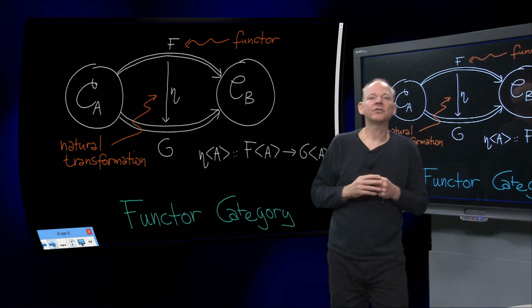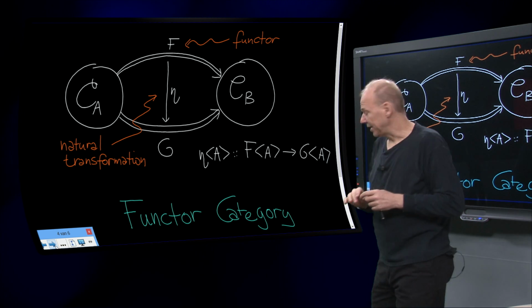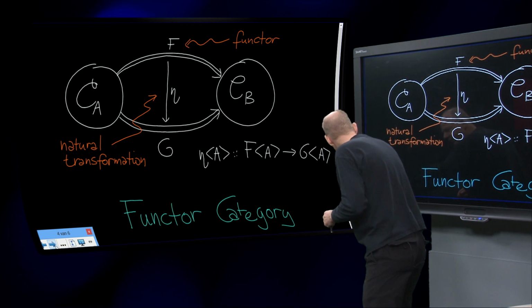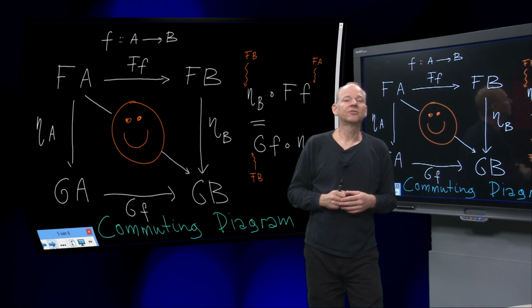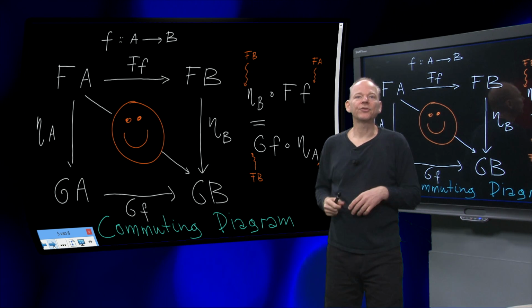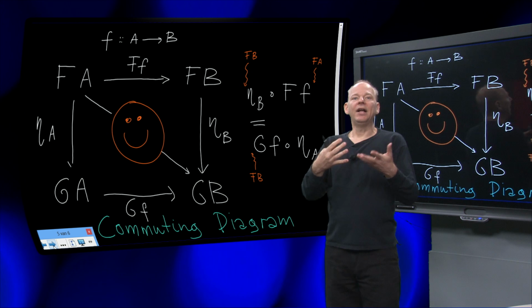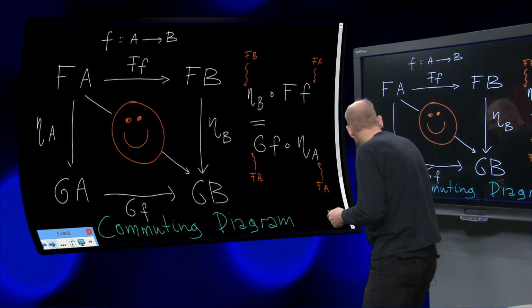Again, the morphisms in a functor category, these natural transformations, have to satisfy particular laws, and the usual way to write those is with a commuting diagram like this. So if you go from the top left to the bottom right, you can go in two ways, and the law says that it doesn't matter which direction you take.